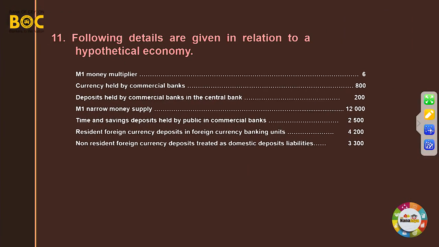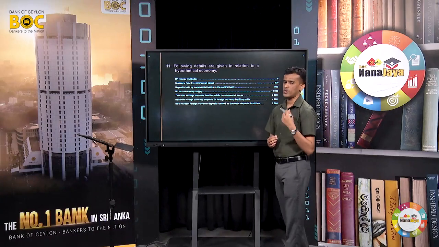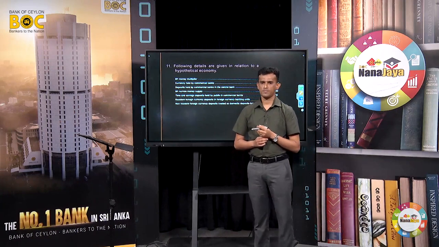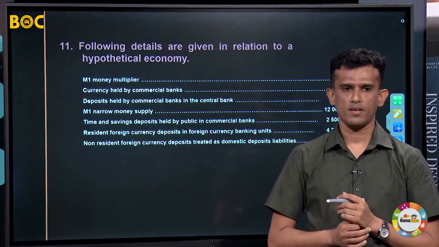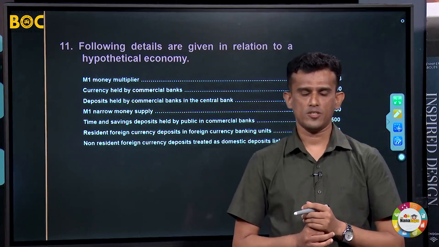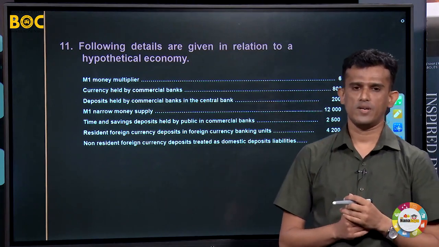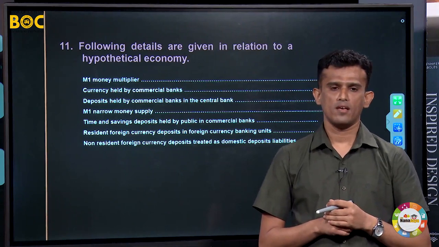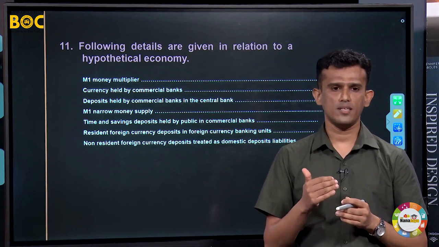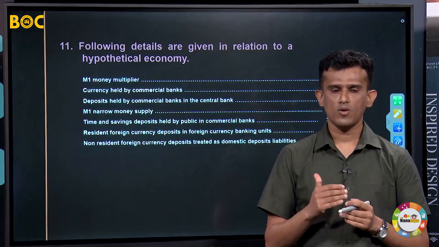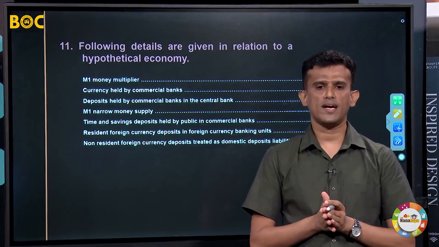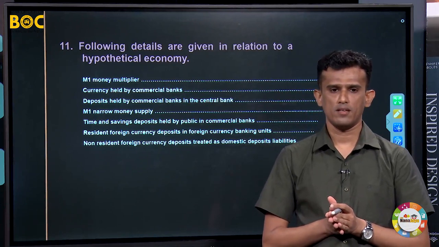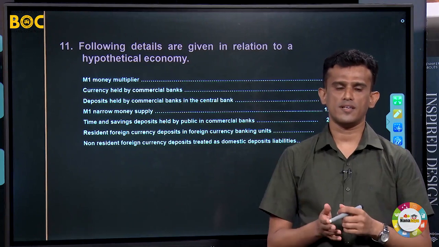Now we already calculated the M2 broad money supply. So in order to convert M2 into M2B, we need to add two more components. One is 50% of non-resident foreign currency deposits. So why do we take 50%? Actually, it might not always be 50%. We identify an adjusted figure here. When it comes to the non-resident foreign currency deposits, the account holder is not in Sri Lanka, even though the account is maintained in the commercial banking system of Sri Lanka. The account holder is staying outside the country.